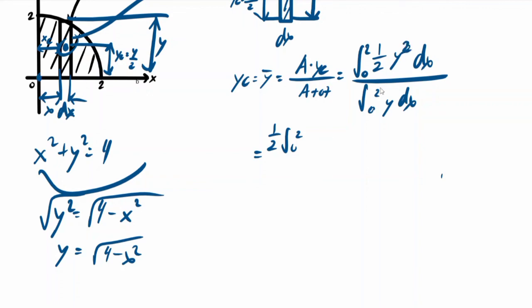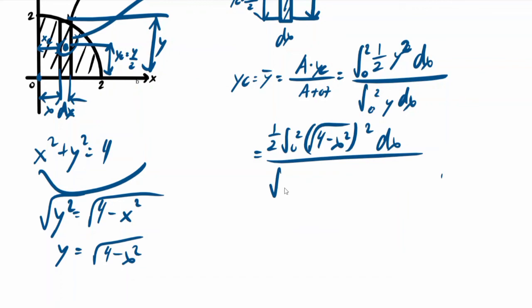Let's say this 2 here. That is equals to 2. 4 minus x squared, that is squared dx all over... let's put just y here, there.